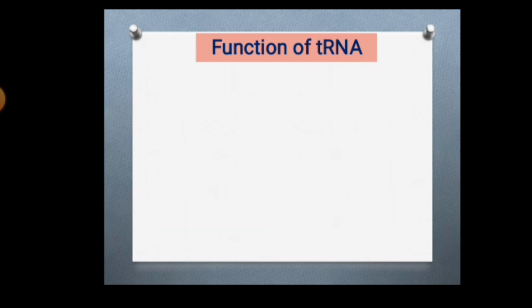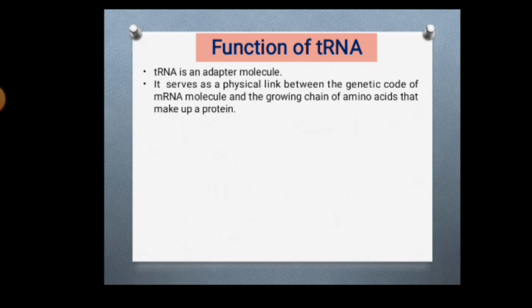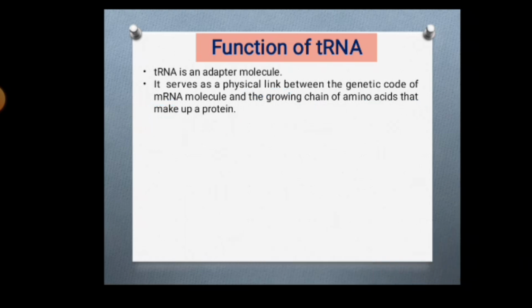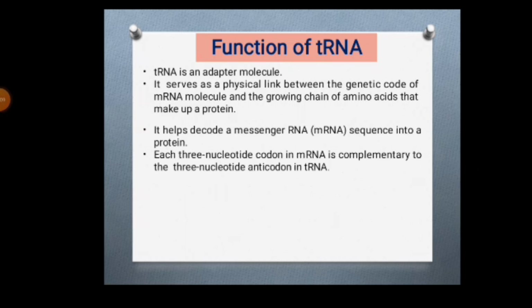Next is the function of tRNA, that is transfer RNA. The tRNA is an adapter molecule. It serves as a physical link between the genetic code of the mRNA molecule and the growing chain of amino acids that make up the protein. So amino acids are bonded together to make the protein chain or the peptide chain. The tRNA helps decode a messenger RNA sequence into protein.